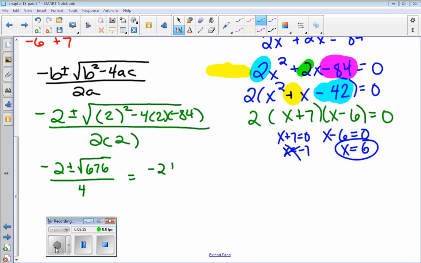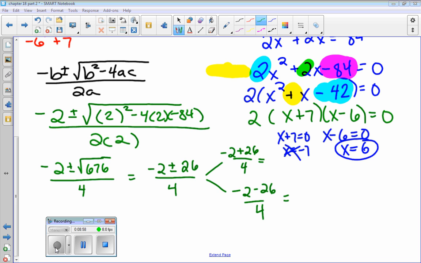And you said it reduced to what? What's the square root of 676? 26. Thank you. Now at this point you have negative 2 plus 26 over 4 and negative 2 minus 26 over 4. And guess what? The answers are negative 7 and positive 6. 24 over 4 is 6.